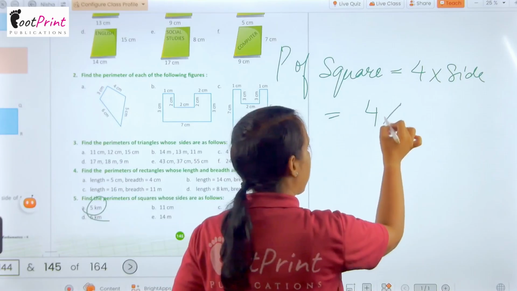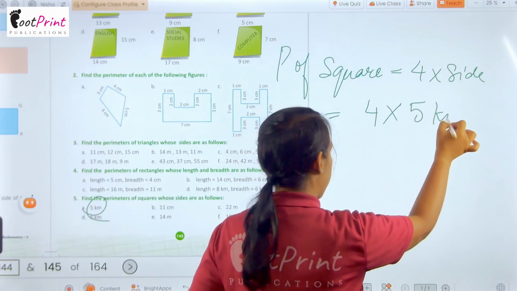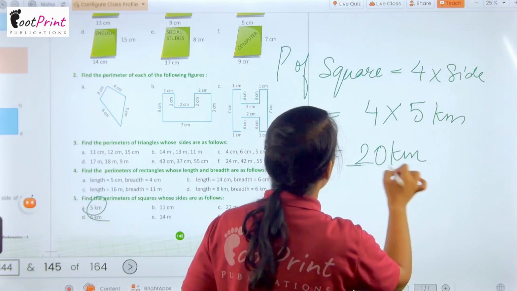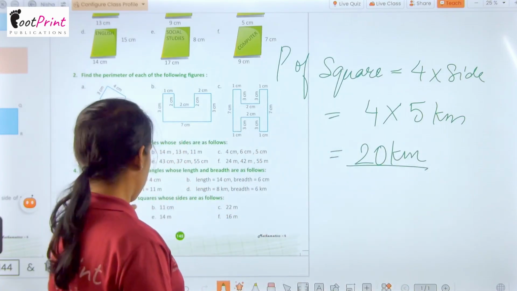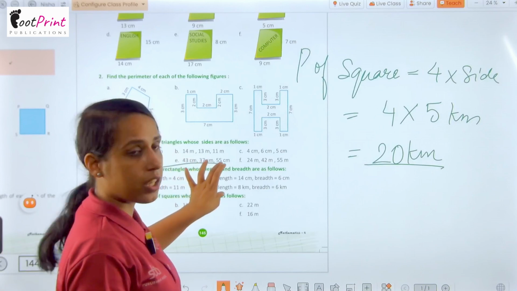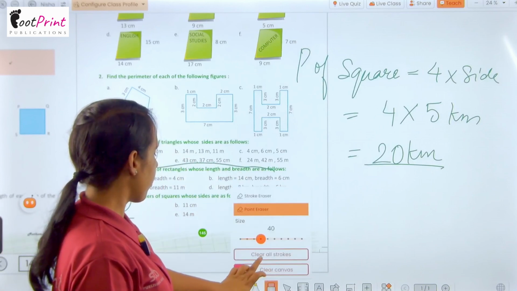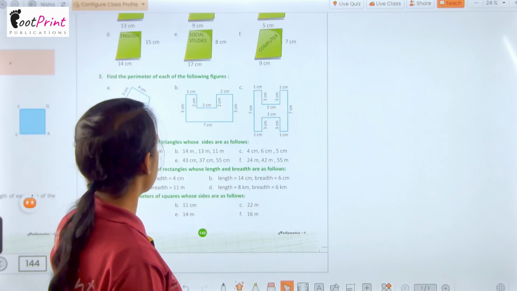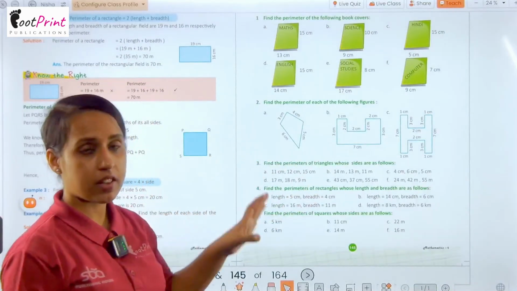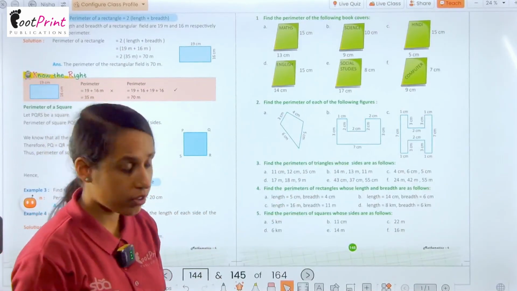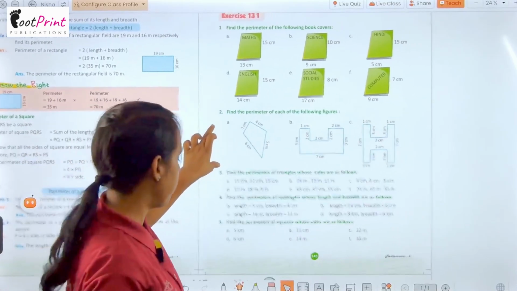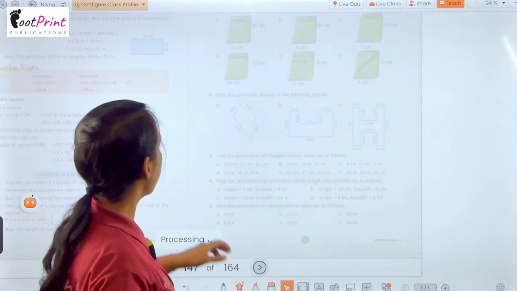Side is given here, 5 kilometer. So we will multiply it by 5 kilometer, and after multiplying we get 20 kilometer. So the perimeter of the square is 20 kilometer. Okay students, some questions I have done for you, and the rest of these questions you have to try to do by yourselves. These are very easy. You have to find out the sum only. Now moving to the next one.